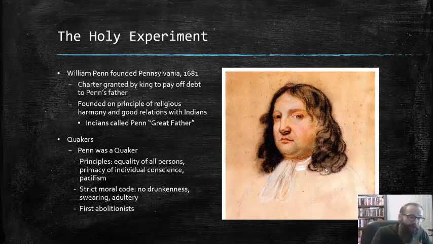Now, as I mentioned, Penn was a Quaker. The Quakers believed in principles of the equality of all persons, the primacy of individual conscience. They believed in pacifism. They held to a strict moral code: no drunkenness, no swearing, no adultery. And they were also the first abolitionists in America, as they were the very first to speak out against slavery, the slave trade, as an evil stain on all of human society.